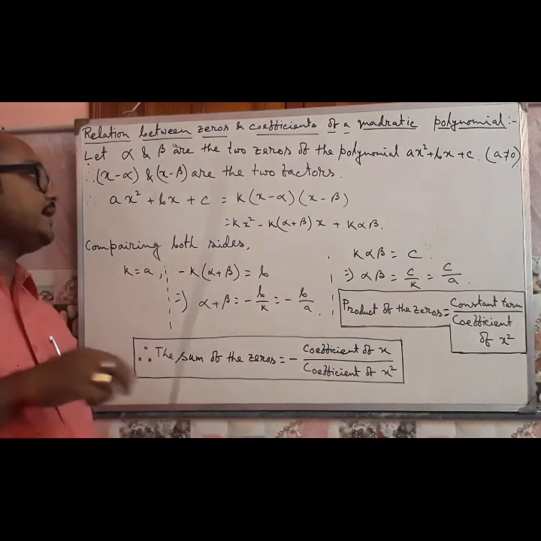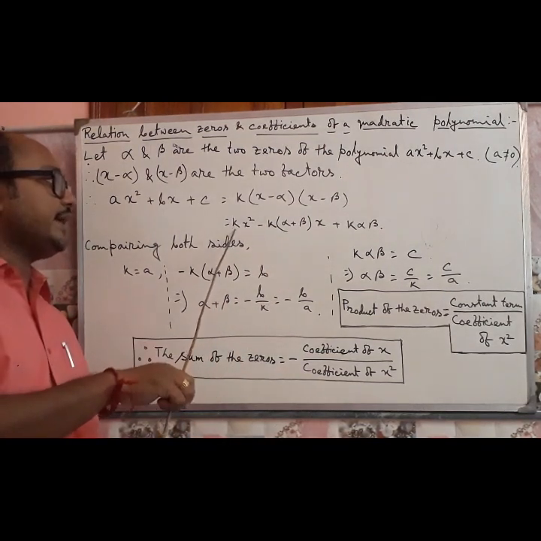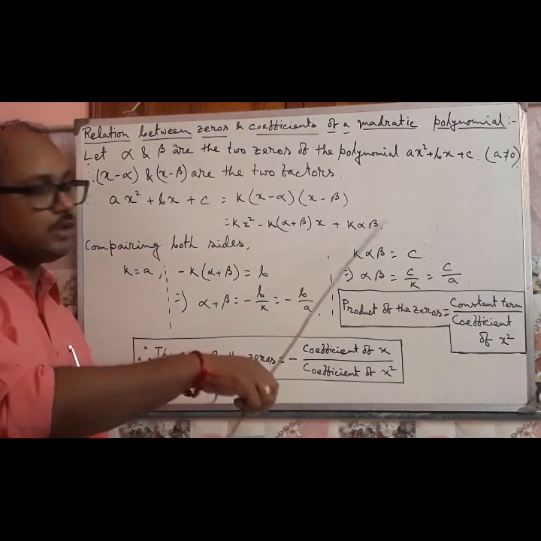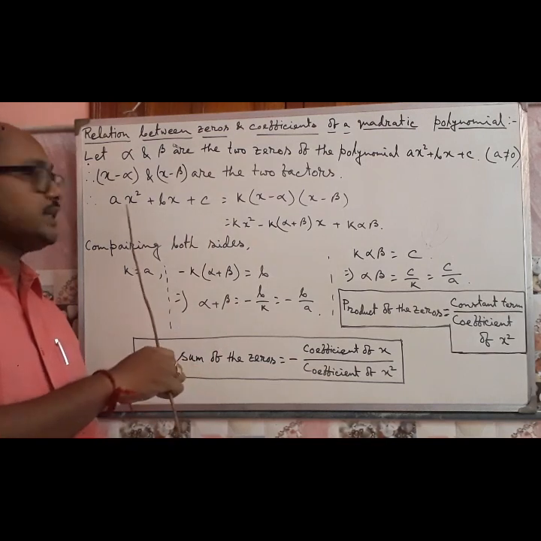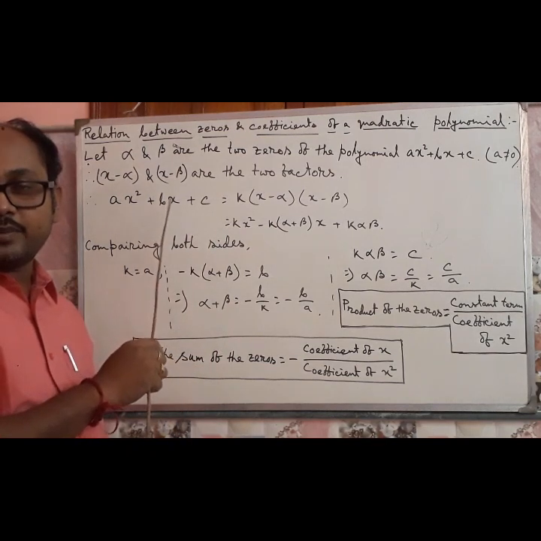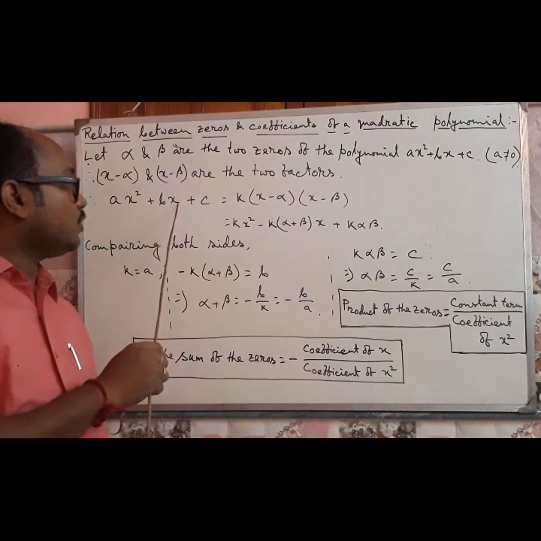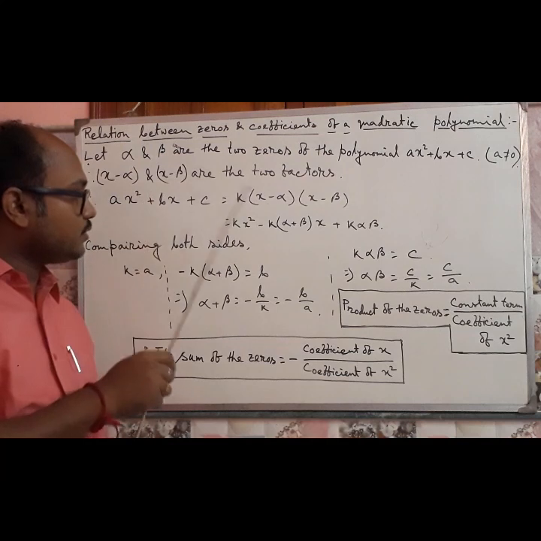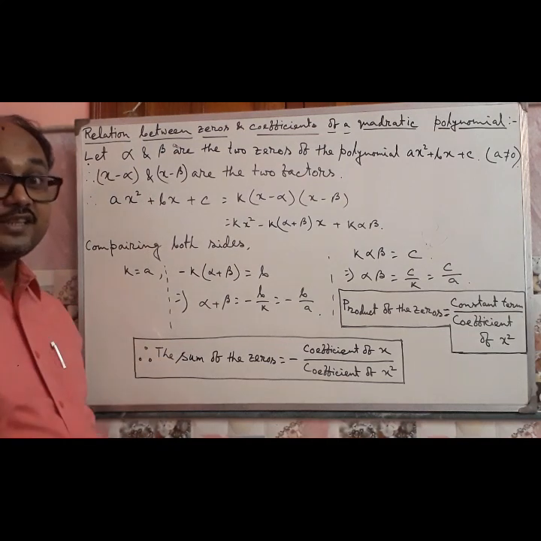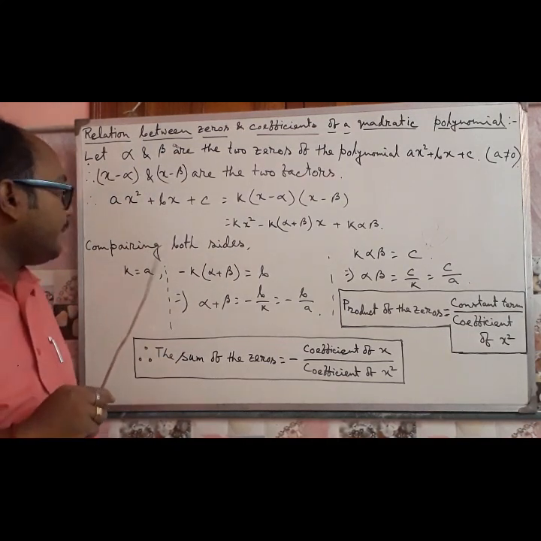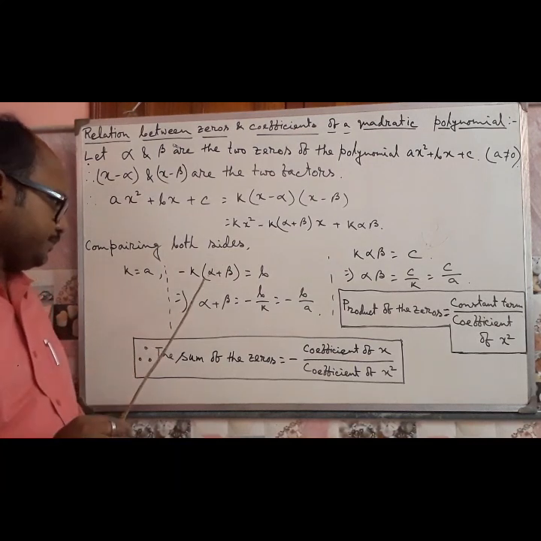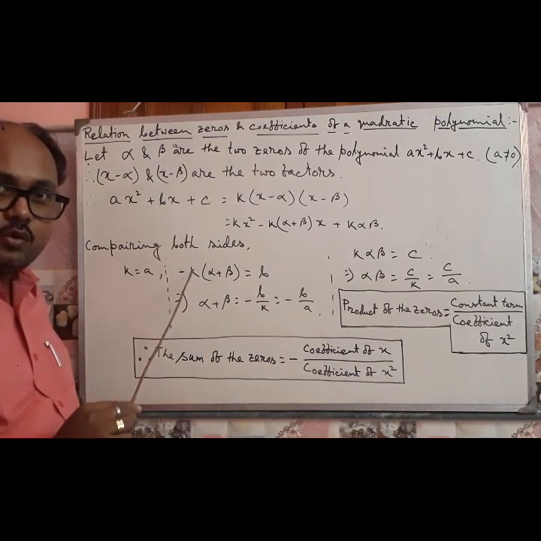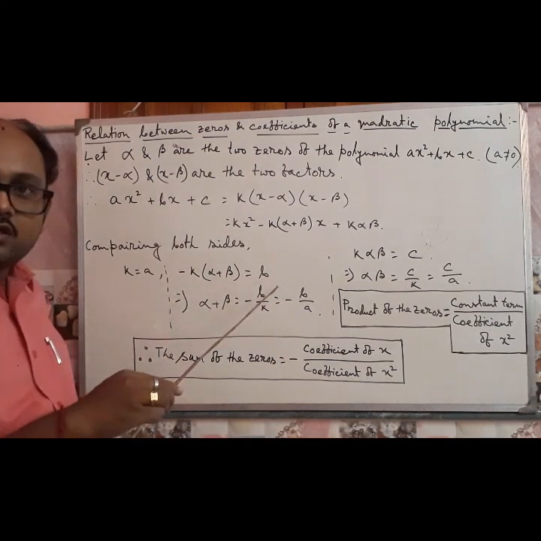Okay, so multiplying the right hand side, we will get k into x square minus k into (alpha plus beta) into x plus k into alpha beta. Now comparing both sides, comparing the coefficient of x square, the coefficient of x and the constant terms from left hand side to the right hand side, what will we get? We will get three relations. k is equal to a. Comparing the coefficient of x, minus k into (alpha plus beta) is equal to b.